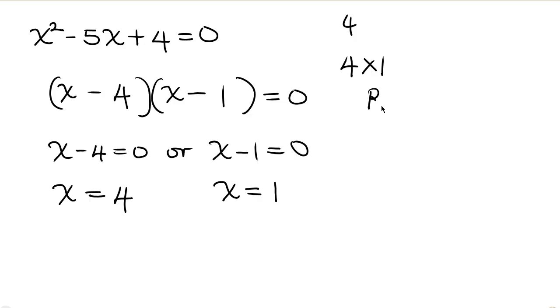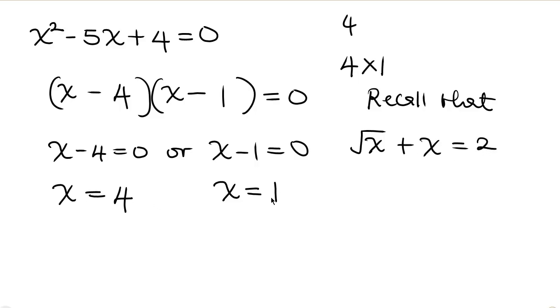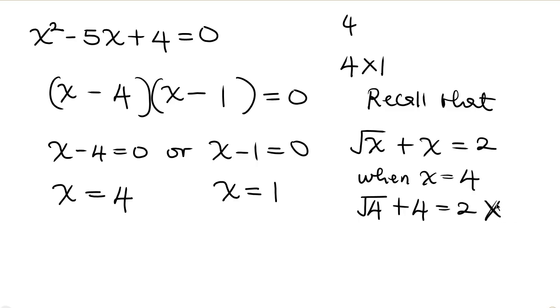Now, recall what I said, that it is necessary that we check our answer. The given question is the square root of x plus x equal to 2. Now let's check for when x is 4. So when x is 4, this will be the square root of 4 plus 4 equal to 2. Now notice that just this 4 is bigger than the right hand side already. So this cannot be accepted. That means we're going to be rejecting this. So this is being rejected.